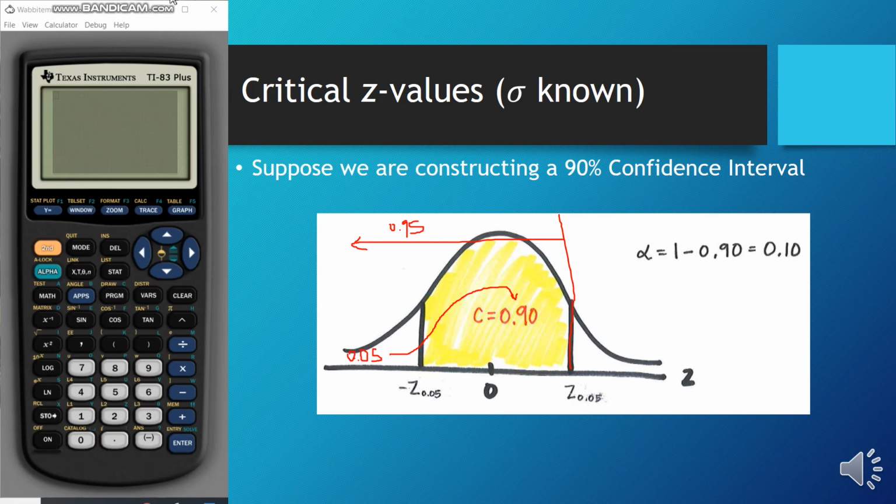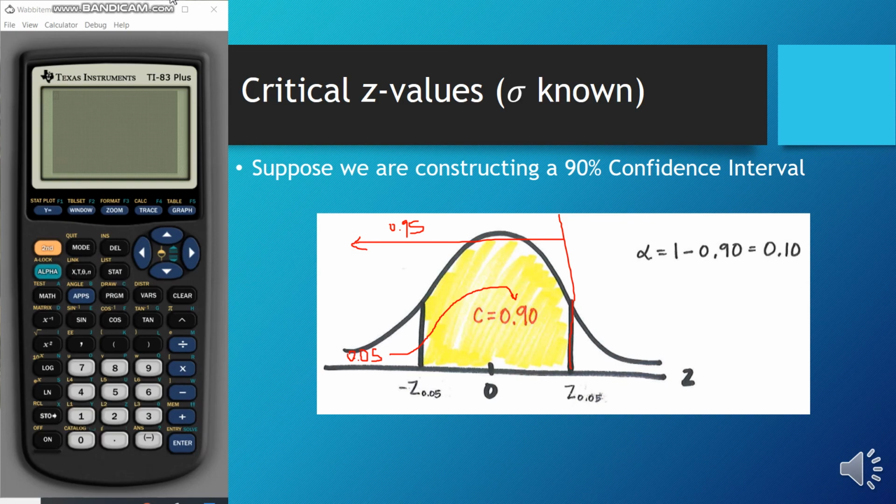And that's going to be important because whenever I'm doing the inverse norm function on a TI-83 plus, like you see on the screen here, it's going to require me to know the area to the left of the value that I'm trying to find. If you have a TI-84 plus CE, or just a TI-84 plus, then you will be able to select left, right, or center. Now let's go ahead and compute that critical Z value on the right.